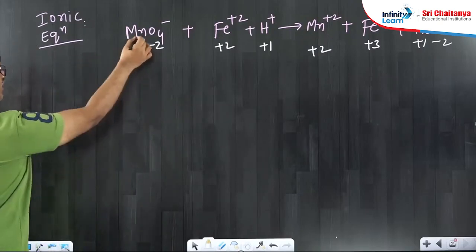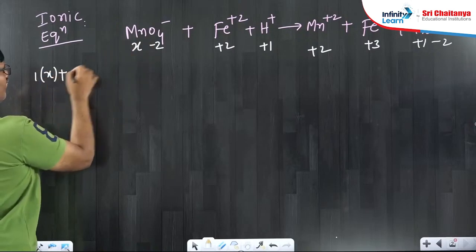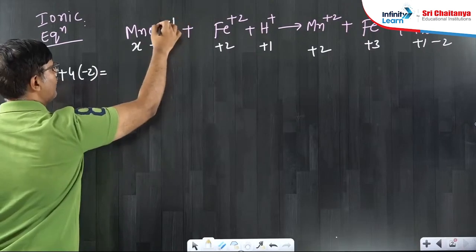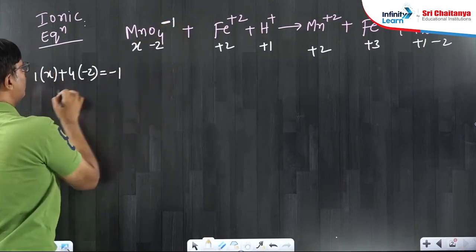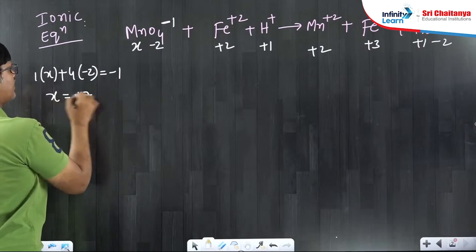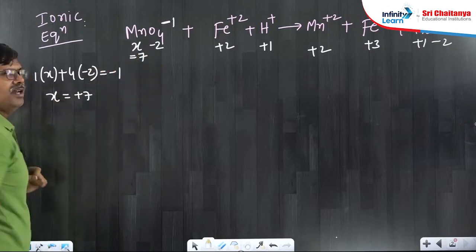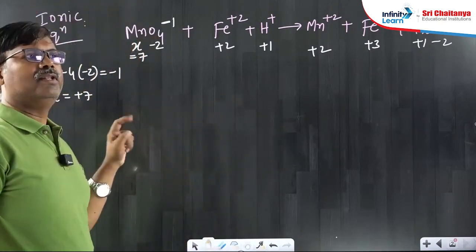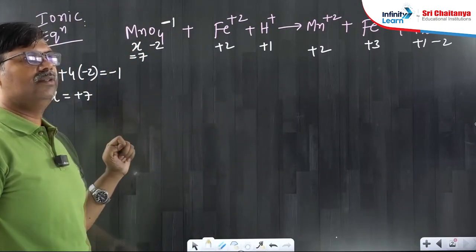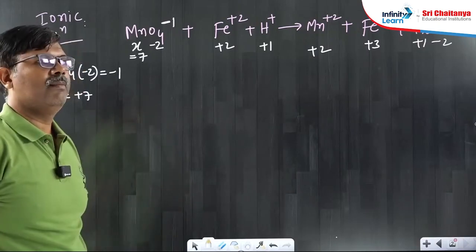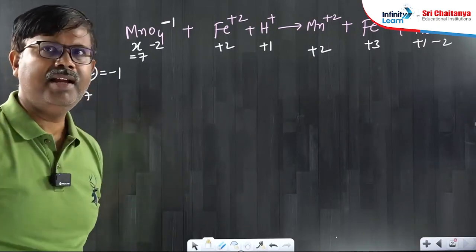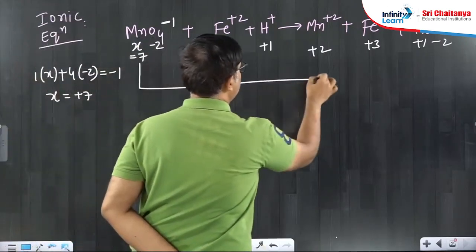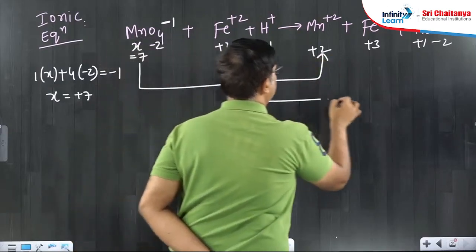See, 1 manganese, so 1 into X, 4 oxygens, 4 into minus 2 is equal to the overall charge. What is the overall charge of this ionic species? Minus 1. If you calculate that, you will get plus 7. So the manganese oxidation state is plus 7. Okay. Now which elements are undergoing change in oxidation state, as you see here? Write it in the chart and tell me. Yes, manganese is changing as well as iron is changing. So manganese, iron. Okay, fine.